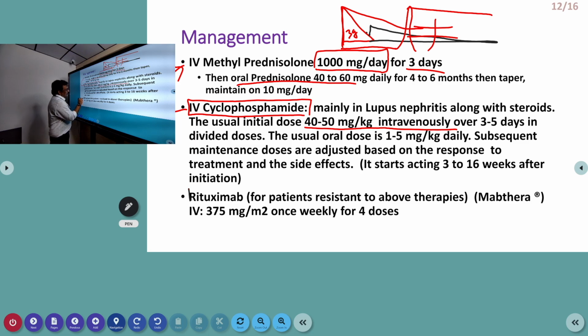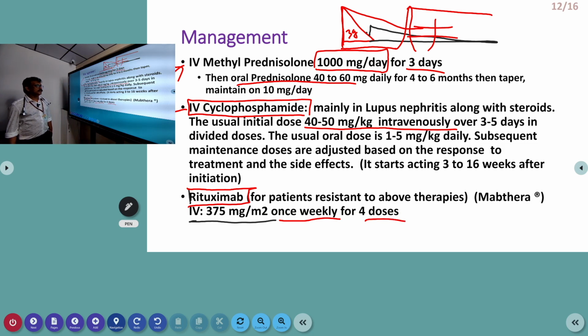Another important drug, that is a biological drug, is rituximab. You can give 375 milligram per meter square once weekly for 4 doses. You can even select the dose according to the severity, but that is another drug. So you can either give a steroid or steroid sparing agents like IV cyclophosphamide, IV rituximab.